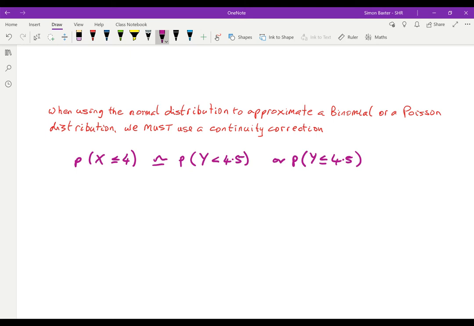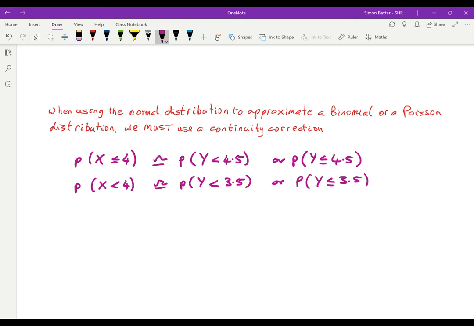If I want the probability that X is less than 4, that's approximately the same. This time I don't want to include 4, so I have the probability that Y is less than 3.5, and it doesn't matter, as I say, whether you put the equals in or not, because Y is from a normal distribution, Y is continuous.